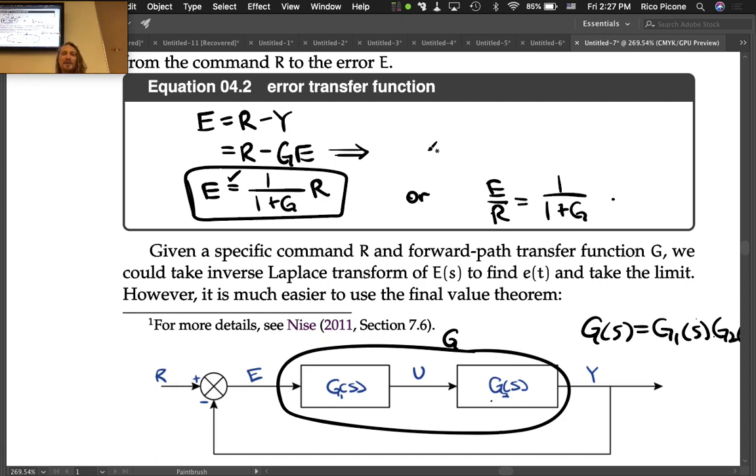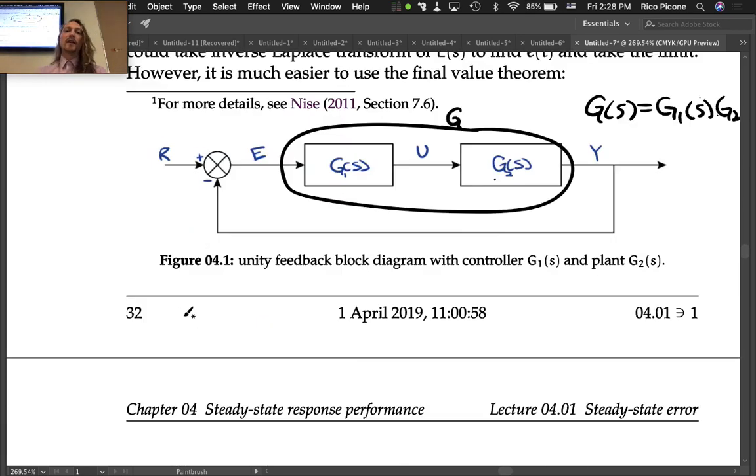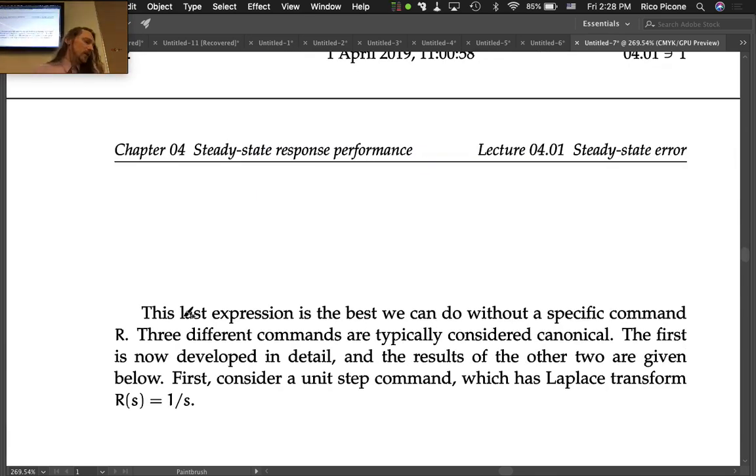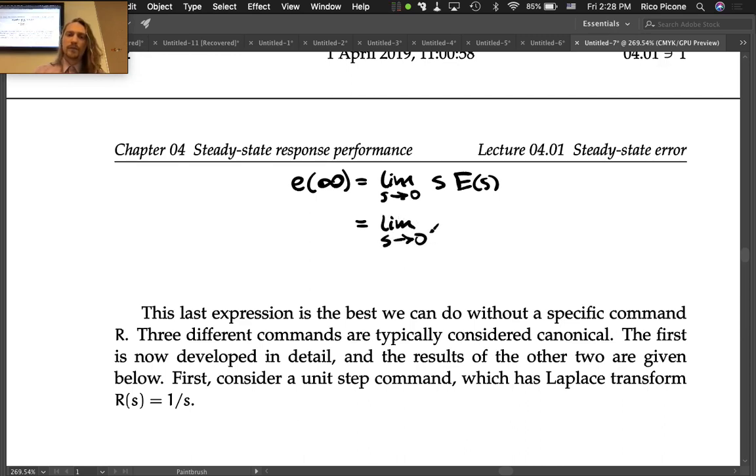Okay, given a specific command R and forward path transfer function G, we could take that inverse Laplace transform and then take the limit. However, it's much easier to use the final value theorem, which is what we'll do. And we see that, as we wrote above, the steady state error is the limit as s goes to 0 of s e of s. We have an expression now for e of s. So let's go ahead and plug that in.